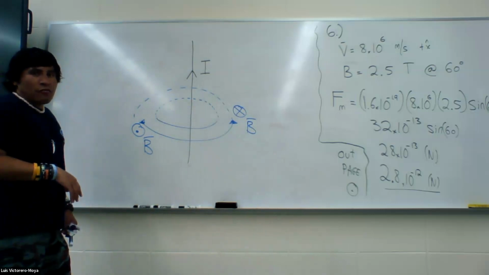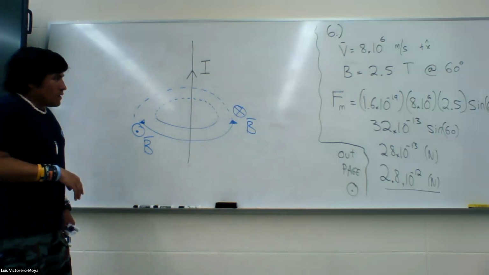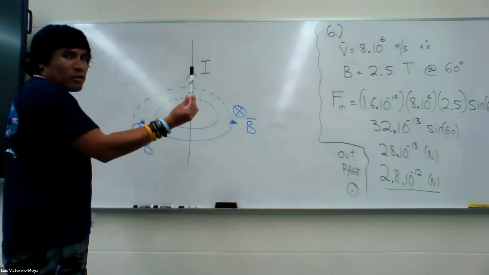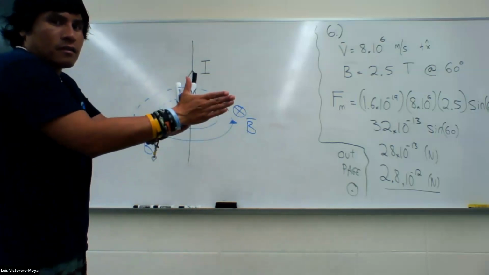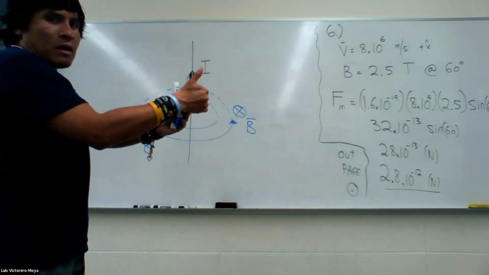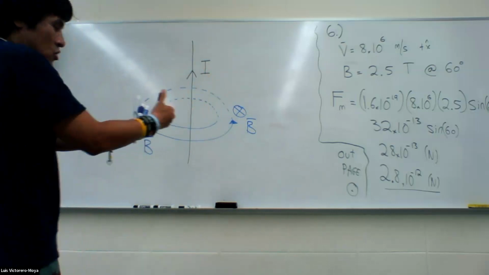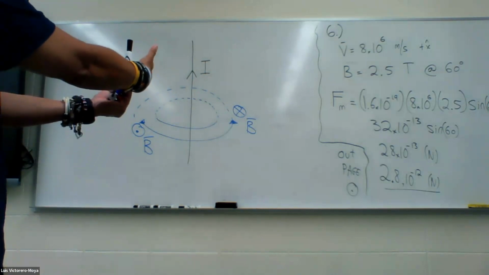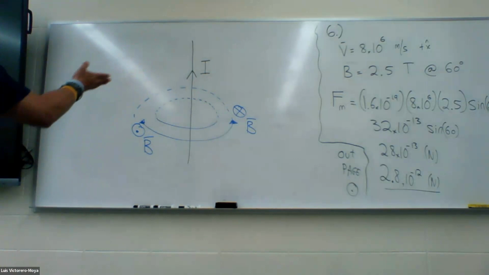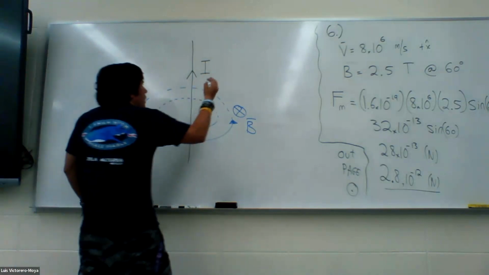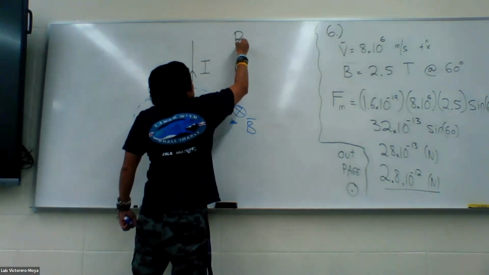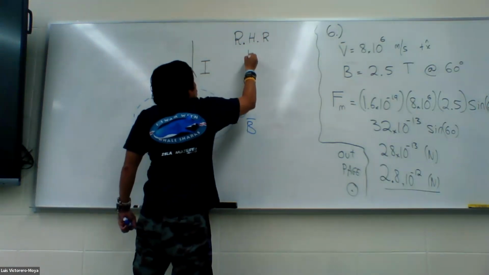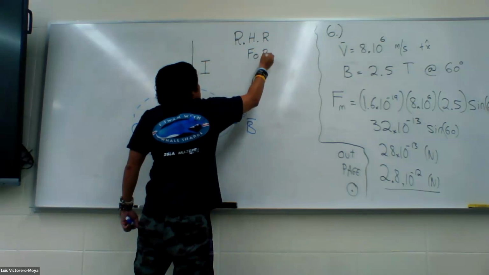Again, you have to think three-dimensionally. The conductor is this. Into the page, out of the page. Into the page, out of the page. That's the right-hand rule for fields.